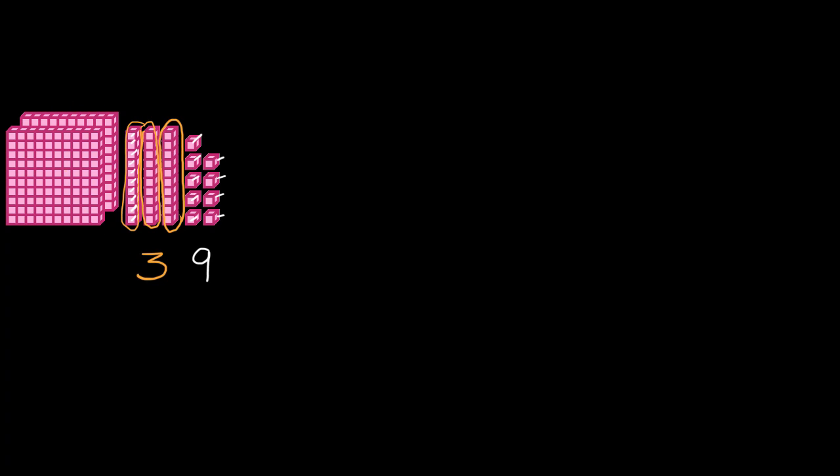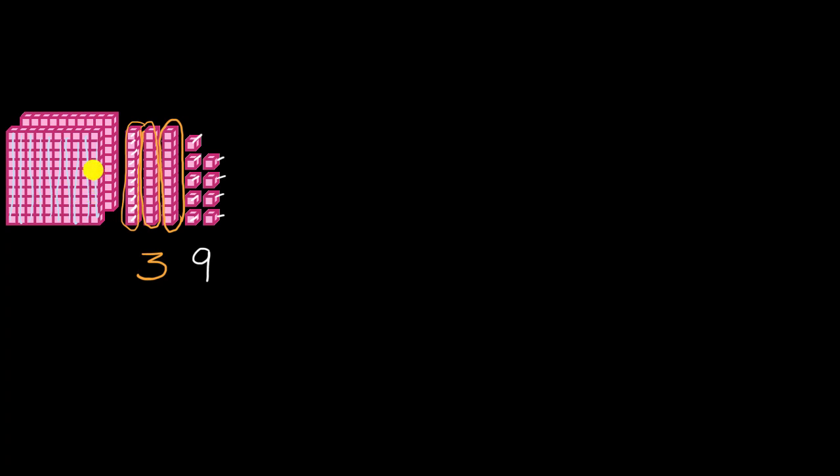And now what about these sheets? Well, you might notice that these sheets have 10 rows and 10 columns. And if you were to count all of the blocks in one of these sheets, you will see that you have 10 groups of 10, which is the same thing as 100. That's 10, 20, 30, 40, 50, 60, 70, 80, 90, and 100.